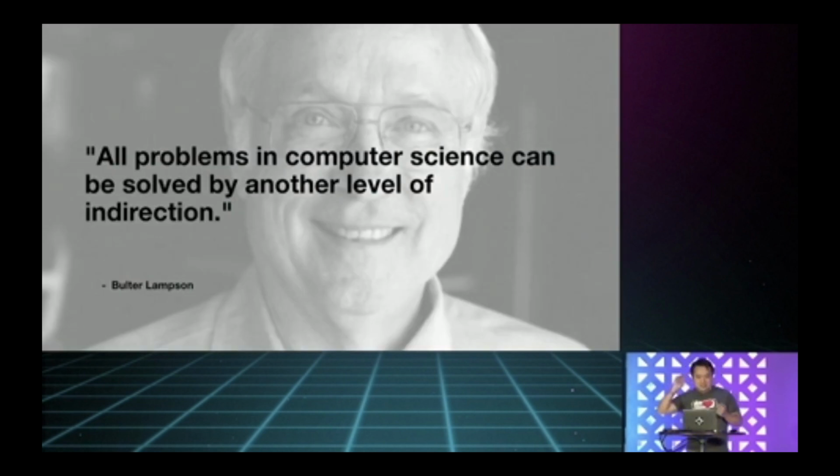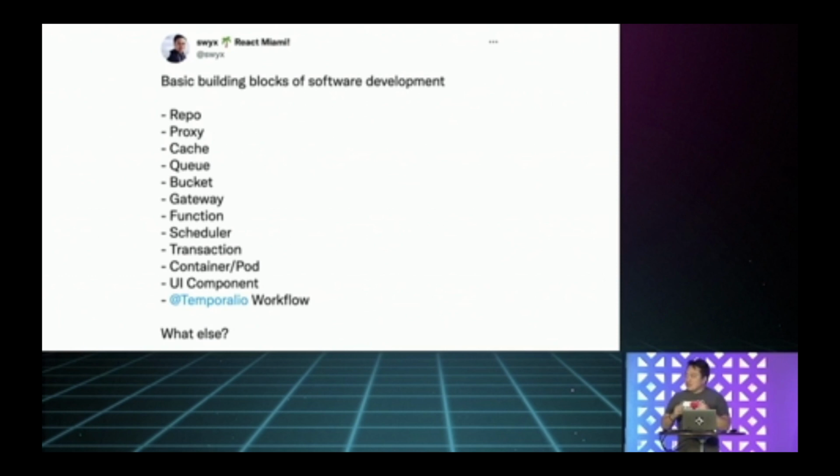And I really like this quote because whenever you encounter a problem, you can just say that all problems in computer science can be solved by another level of indirection. And I think that's very much the case. I went through and did an exercise of what are the problems that have been solved definitively, but just by having the right abstraction or the right concept. The idea of a repo, the idea of a proxy, the idea of a cache, a queue, a bucket, a gateway, a function, container, all the way down to UI component, which now we take for granted, but maybe 7 years ago wasn't that obvious. And I think temporal workflows, or just the overall concept of a durable function, is another one of those abstractions that once you have that in your toolkit, you just don't even question why would you solve it any other way.